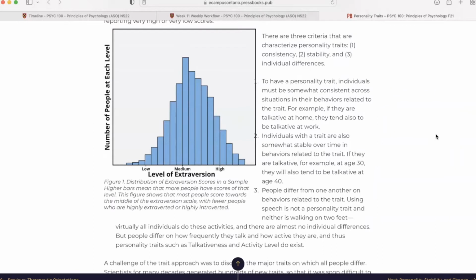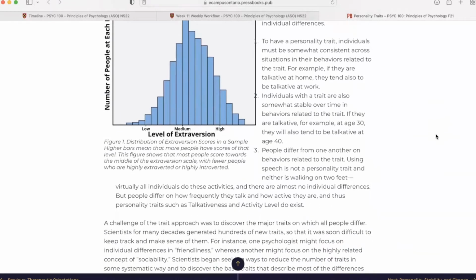One, consistency, two, stability, and three, individual differences. One, to have a personality trait, individuals must be somewhat consistent across situations in their behaviors related to the trait. For example, if they are talkative at home, they tend also to be talkative at work. Two, individuals with a trait are also somewhat stable over time in behaviors related to the trait. If they are talkative, for example, at age 30, they will also tend to be talkative at age 40. And three, people differ from one another on behaviors related to the trait.